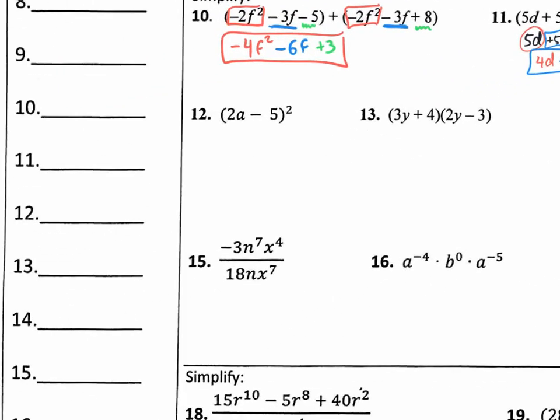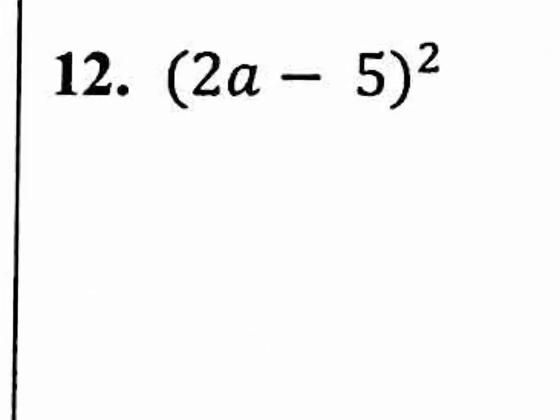Here we go. Number 12. A lot of people mess up on this one. A lot of people want to apply that rule of exponents that says if you have parentheses with the exponent on the outside, you distribute it in. That only works if you have a monomial. But right here, it's a binomial. There's a minus sign separating the 2a from the 5, so you cannot distribute that 2.